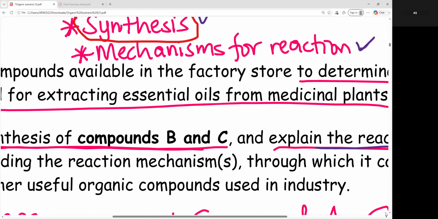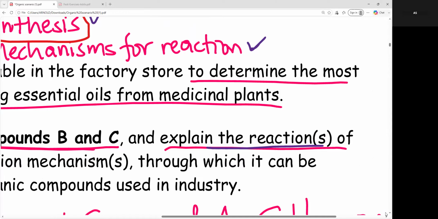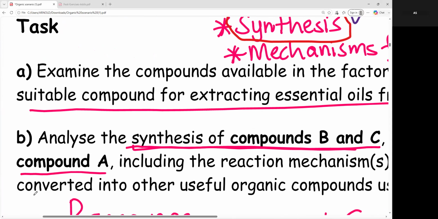If they don't say mechanisms, have it in mind that here we explain the reaction using the mechanism. If you say that it hasn't specified that it wants a mechanism, so you decided not to apply it, just know that you are in trouble. So we explain the reactions using the mechanisms. Particularly if it is not synthesis, if it is to explain how something reacts with another, we use a mechanism. So explain the reactions of compound A, including mechanisms through which it can be converted into other useful organic compounds.